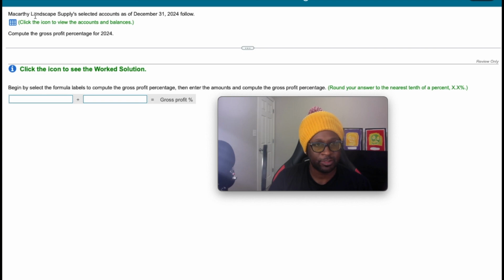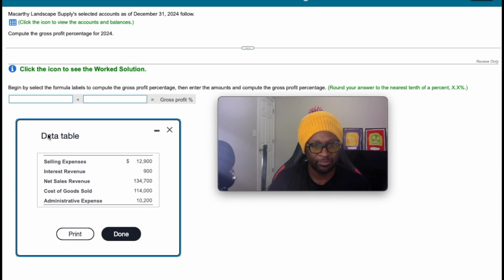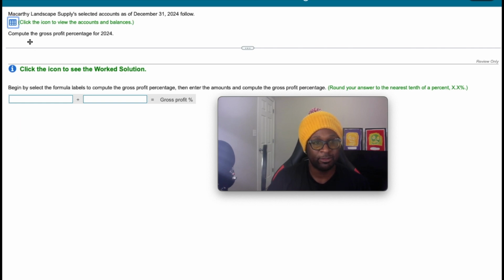So it tells us that McCarthy Landscape Supplies selected accounts as of December 31st, 2024. So let's take a look at that. It basically gives us some information, revenues and expenses, income statement information. Then it wants us to compute the gross profit percentage for 2024.